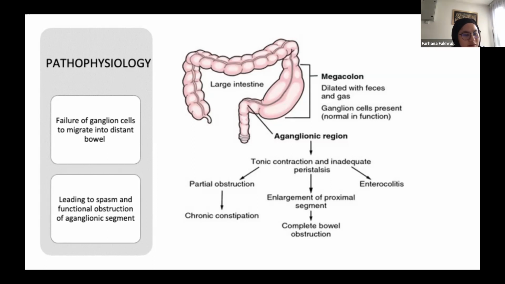So when there are no nerves, there's usually inadequate peristalsis, and the muscles will stay contracted. All right. So when the muscles stay contracted at the distal aganglionic part of the rectum, it will cause blockage due to feces collection, and then because of this, there will be a dilation of the colon, which is megacolon, and then there can be constipation, and also it can lead to bowel obstruction, and there's a risk of rupture, and also a risk of enterocolitis and chronic constipation.